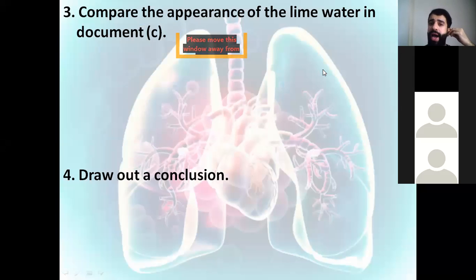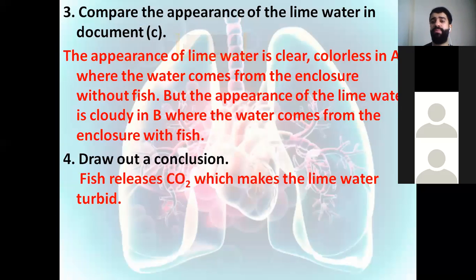Here they compare the appearance of the lime water, whether it's clear or turbid. The appearance of lime water is clear, or you can say colorless, in beaker A, where the water comes from the enclosure without the fish. While the lime water is cloudy, or turbid, or milky, from the enclosure with the fish. All of them have the same meaning. So what can we conclude here? We can conclude that the fish releases CO2, which makes the lime water become turbid, milky or cloudy. So as a conclusion, the fish consumes and absorbs the oxygen, and it releases CO2.